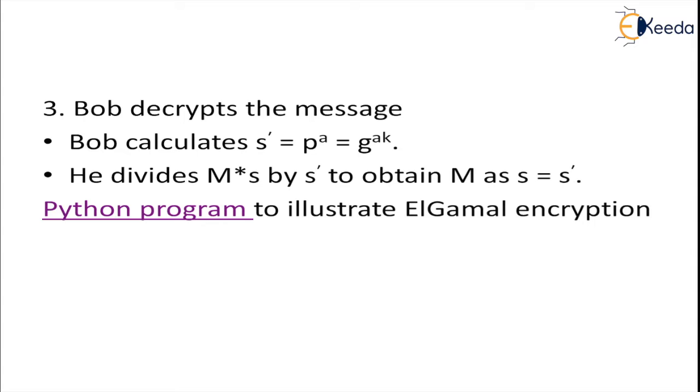On the reverse side, Bob decrypts the message. Bob calculates s dash, which is equal to p raised to a, that is g raised to ak. Then, from the received message, he divides m times s by s dash to obtain m, as s is equal to s dash. So this is the ElGamal encryption algorithm. We will have a look at an example.